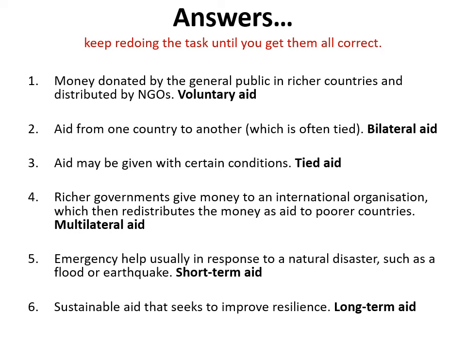Emergency help, usually in response to a natural disaster, such as a flood or earthquake, is short-term aid, and sustainable aid that seeks to improve resilience, how resilient people are, is long-term aid.